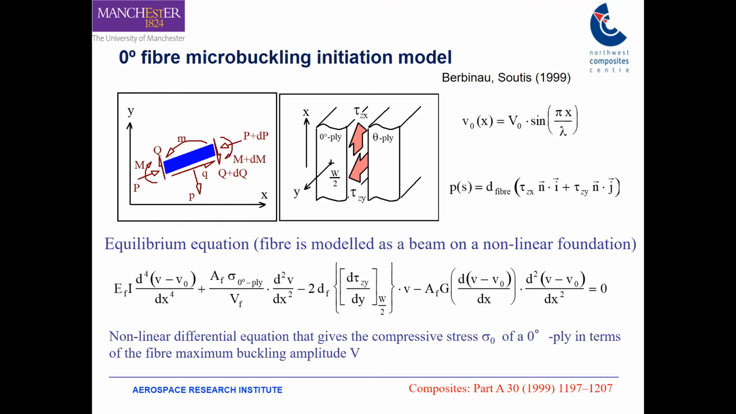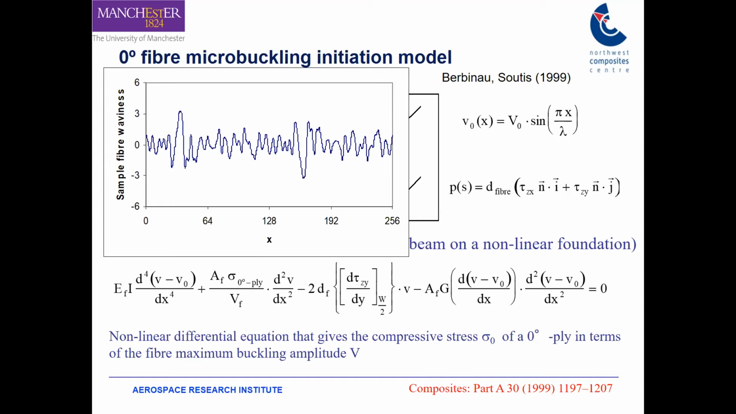fiber diameter, of course, the nonlinear response of the resin in terms of the shear modulus, where the shear modulus varies with the applied load. And of course, you have to determine the interlaminar shear stresses at the free edge. And here in the equilibrium equation, we just simplify and we kept the tau ZY stress component, which appears to further destabilize originally already wavy fibers. So once you solve this nonlinear differential equation, it gives you the compressive stress in the zero ply at which fiber microbuckling will be triggered.